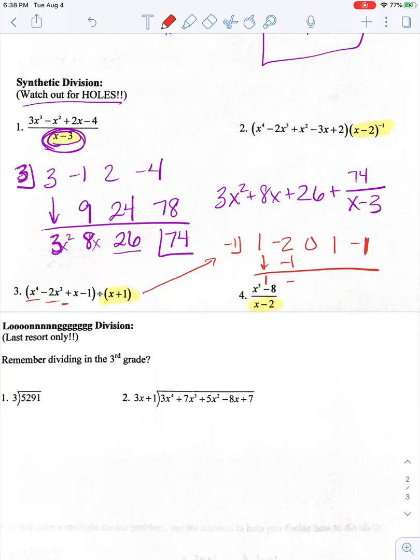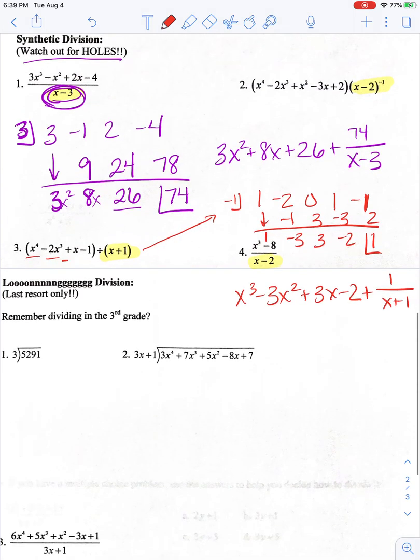I'm going to drop and then multiply and then add and then multiply and then add and then multiply and then add and then multiply and then add. So I have x to the 3rd minus 3x squared plus 3x minus 2 plus 1 over x plus 1.